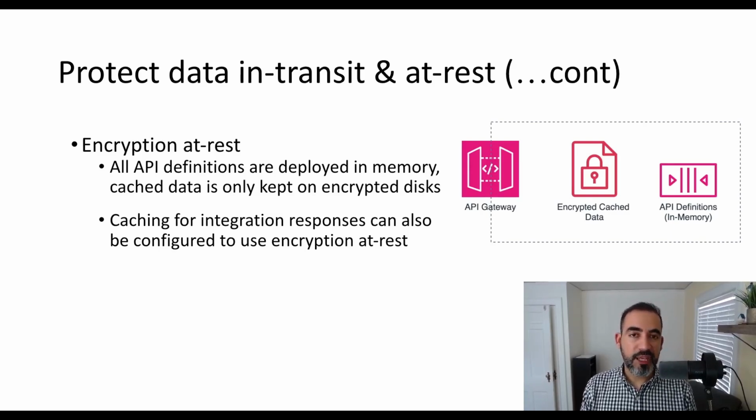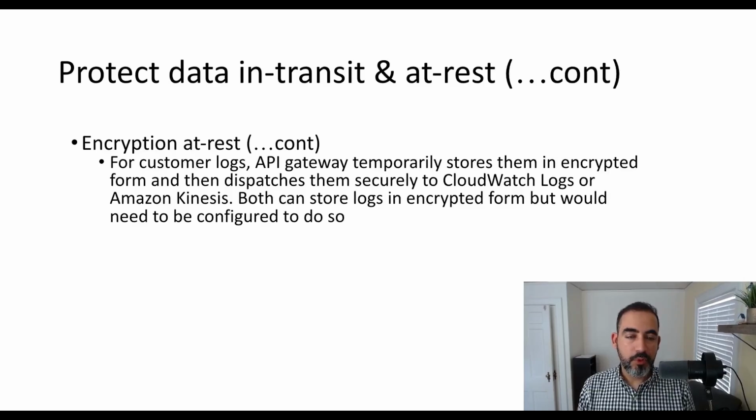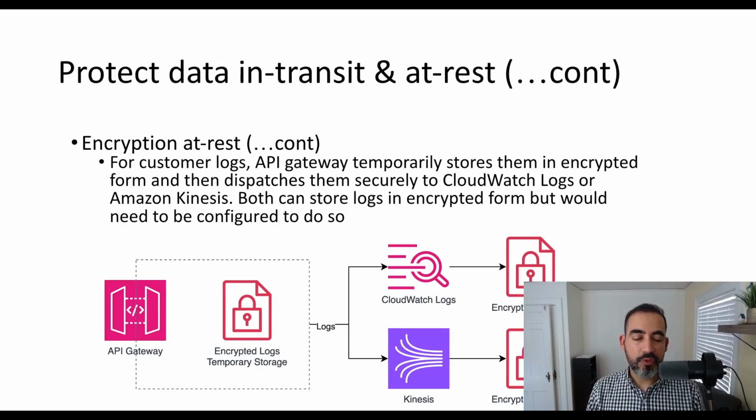And the API definitions are stored in memory, so we don't have to worry about encryption at rest for the API definition. But once again, this is an AWS implementation detail. Also, for integration responses, caching can be configured to use encryption. Now, what we need to handle as far as encryption at rest is concerned is the encryption when we store the logs, since API Gateway doesn't store the logs, it just defers logging to a logging service like CloudWatch.